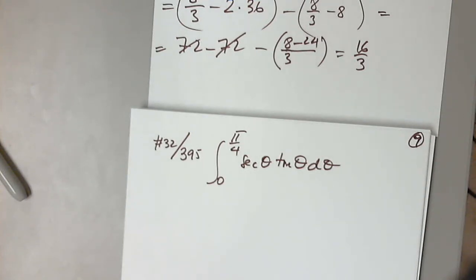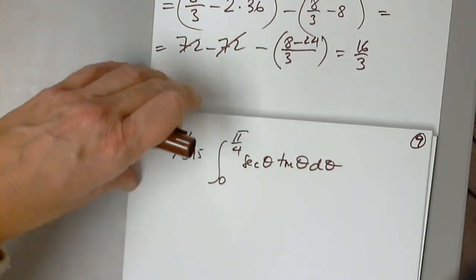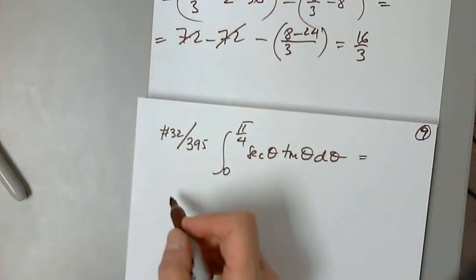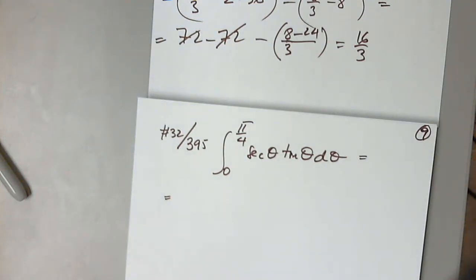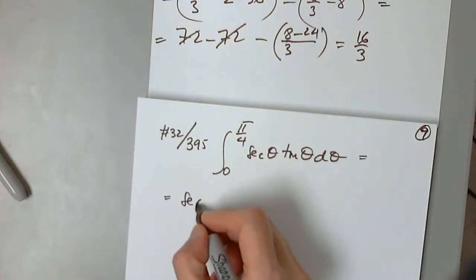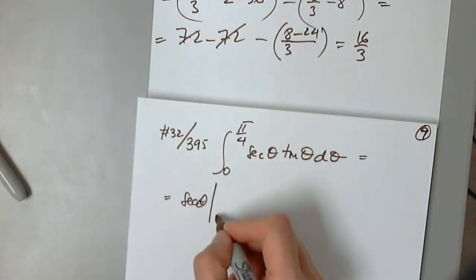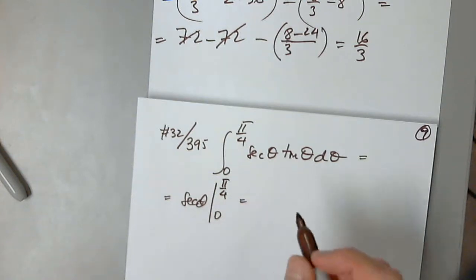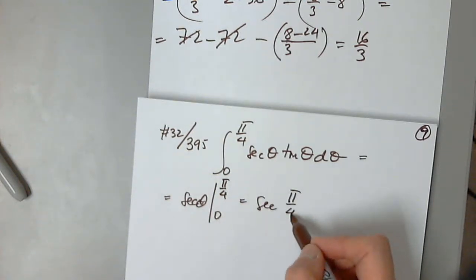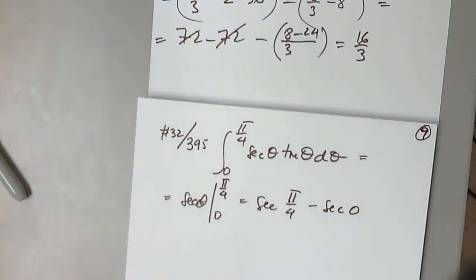Okay, so we need to find the antiderivative. In order to evaluate such an integral, we have to find the antiderivative. What function prime is secant tangent? Secant. So this is secant theta from 0 to pi over 4, which means secant pi over 4 minus secant 0, according to the fundamental theorem of calculus part 2.